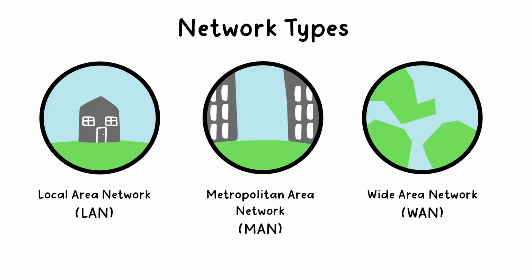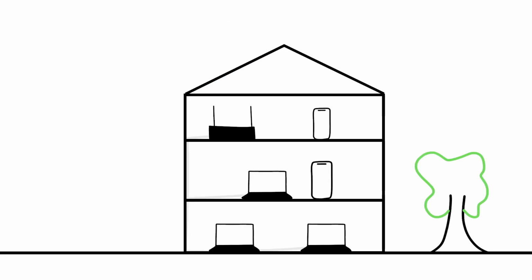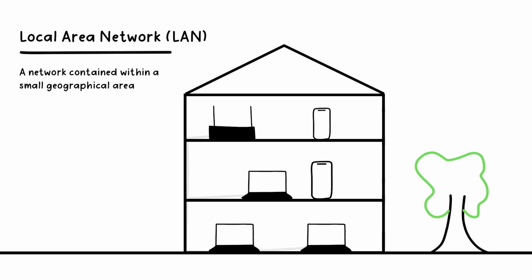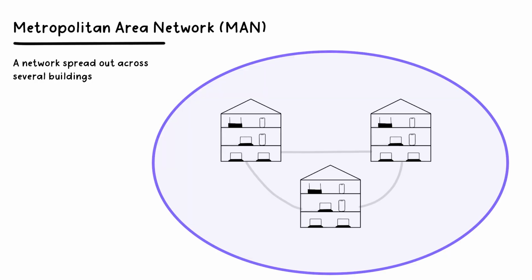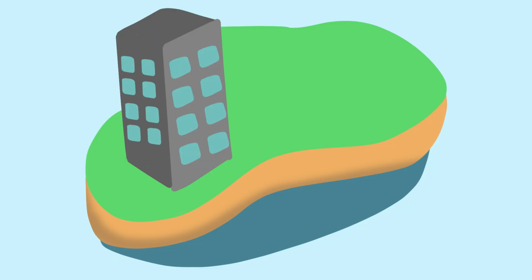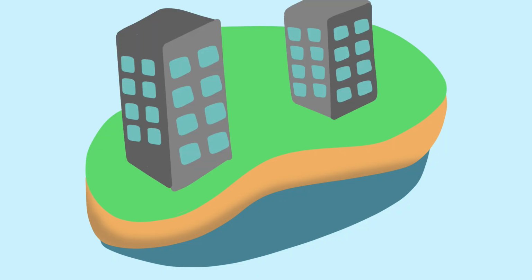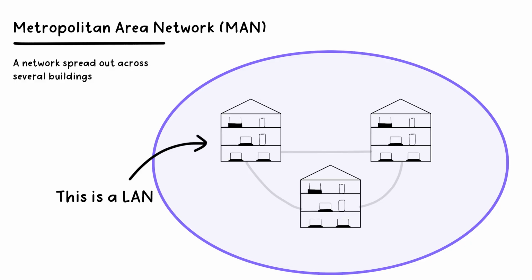Networks are usually categorized into a few types based on their size. If the network is contained within a small geographical area, it is a local area network. An example of this would be a small office or home network. The next step up will be a metropolitan area network, which refers to a network spread across several buildings. For example, if a company has multiple offices that are spread out across different buildings, but connected to the same network, that would make up a metropolitan area network. Simply put, it connects multiple LANs together.